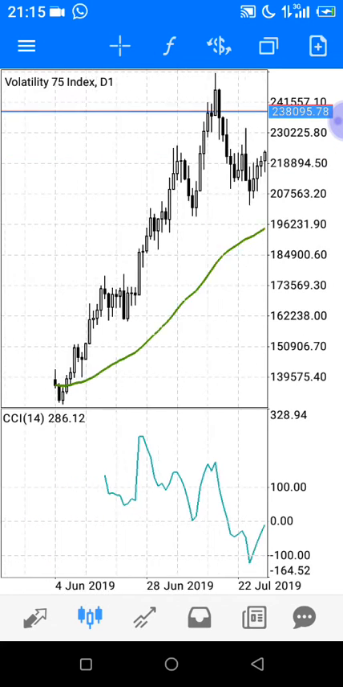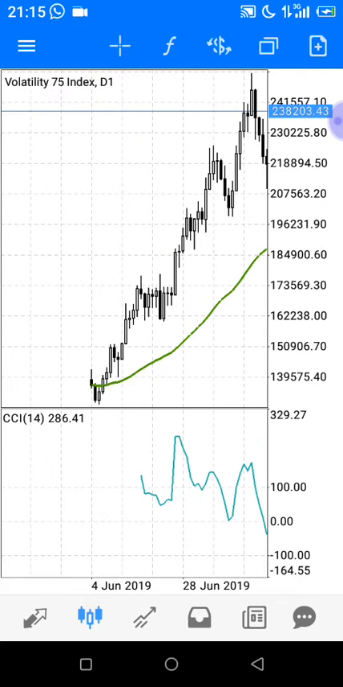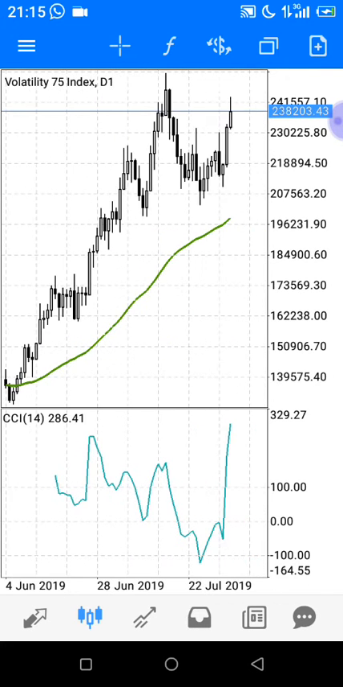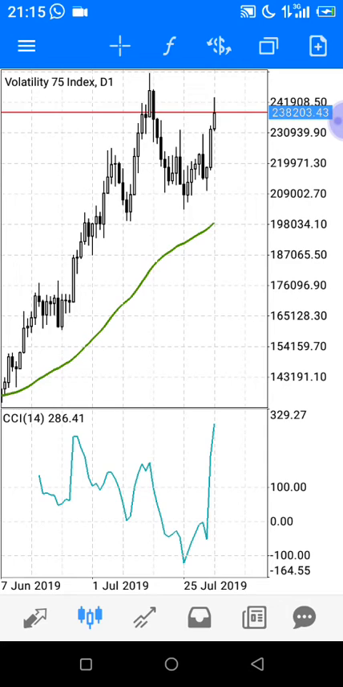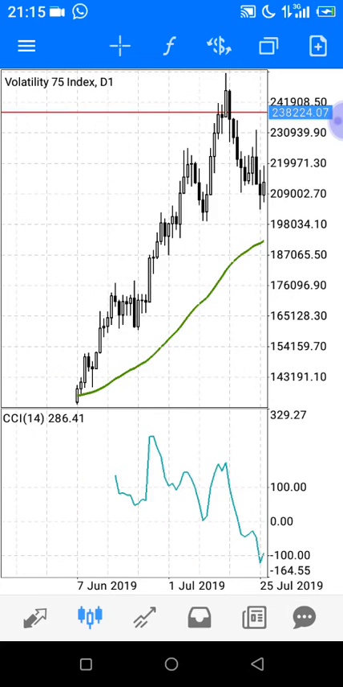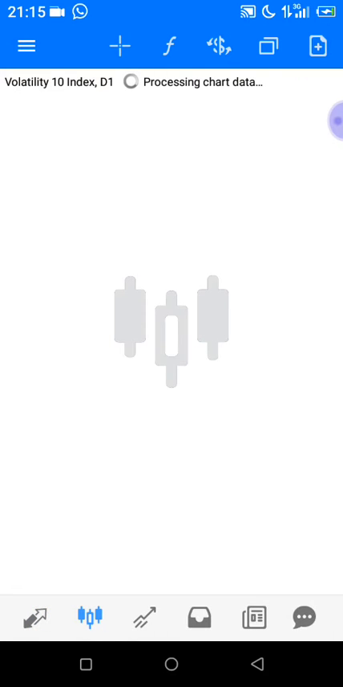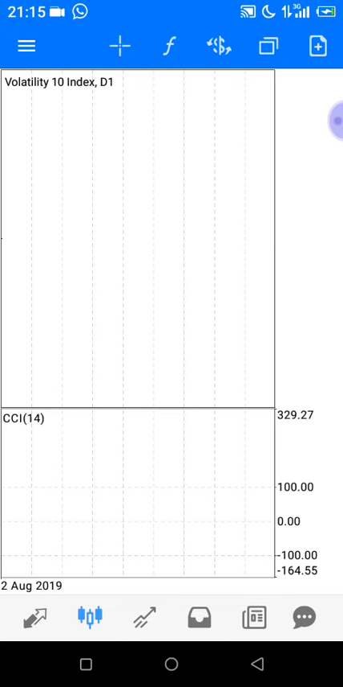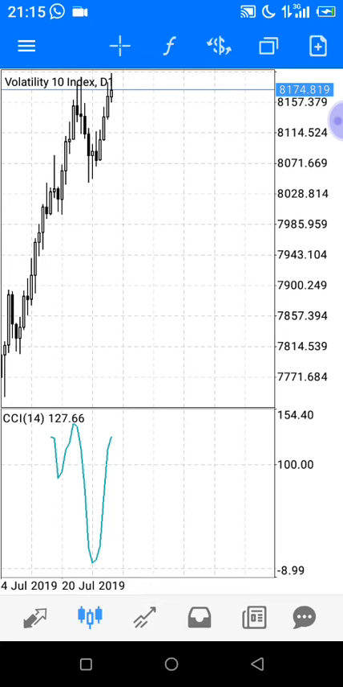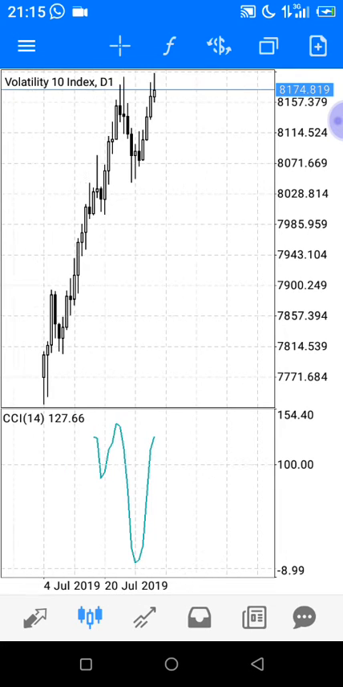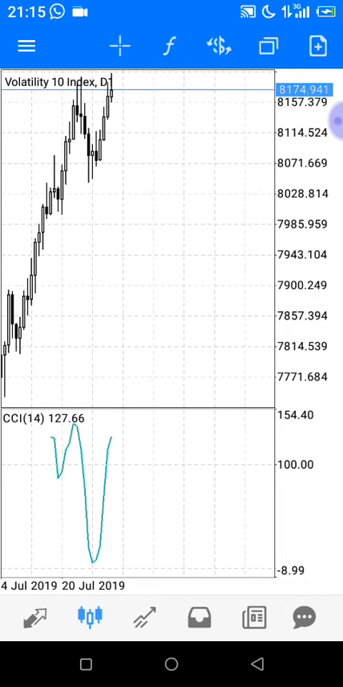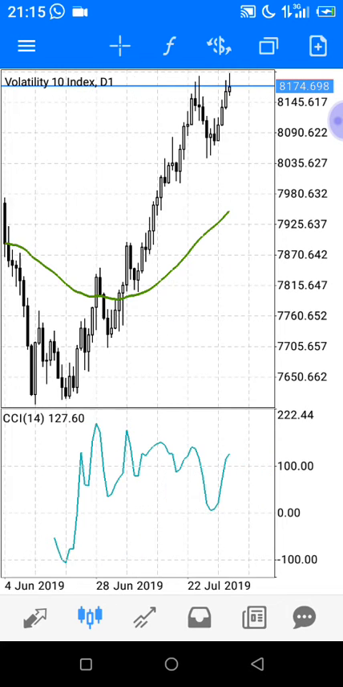I don't know what's happening in my charts. Let me try another pair. Let's hope this one works. I think it's my network. These days my network has not been behaving because of electricity.